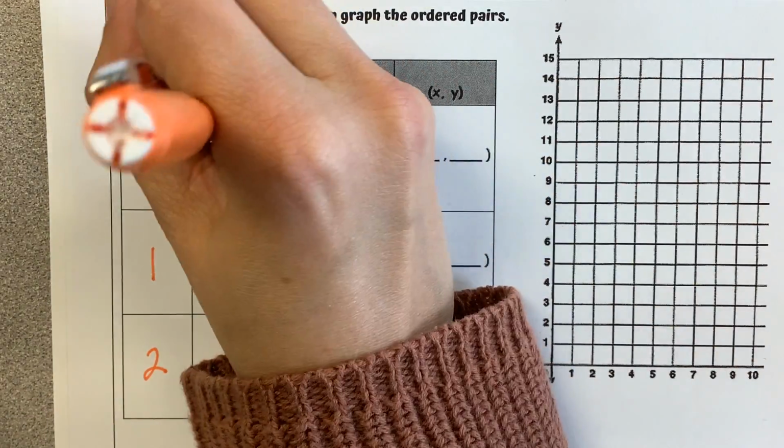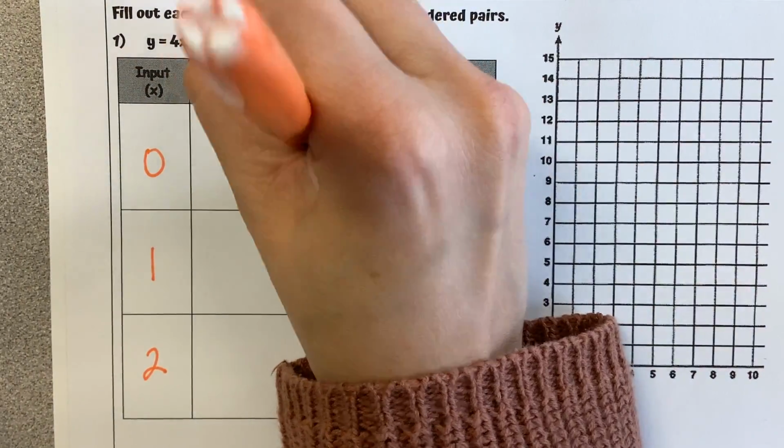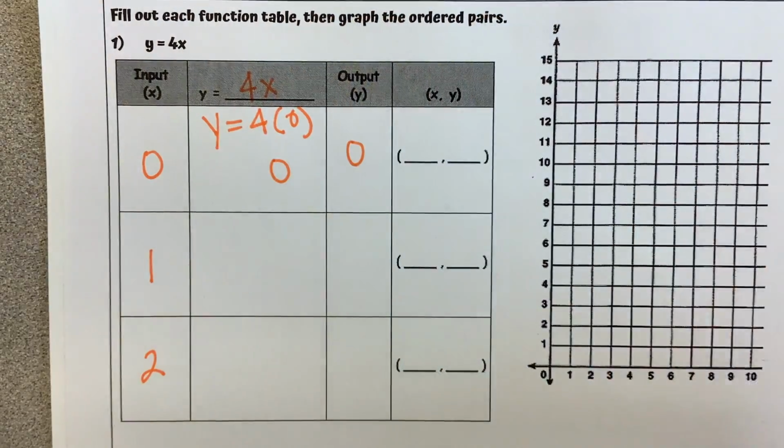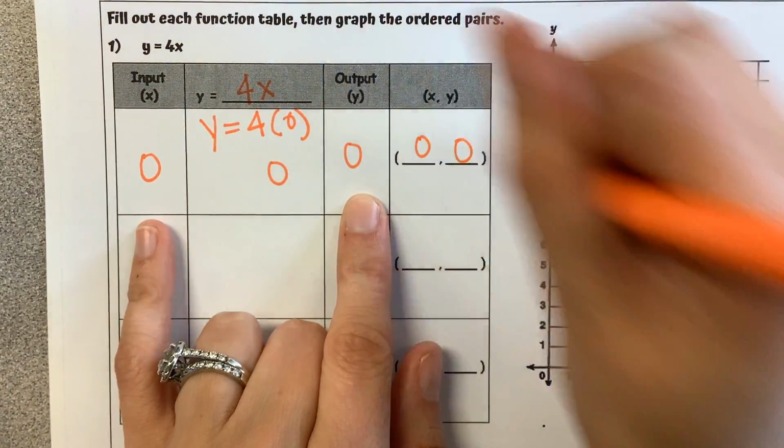So in this first one, I'm plugging in y equals 4 times our x value of 0. 4 times 0 is 0. So our output is 0. So the ordered pair is 0, 0.